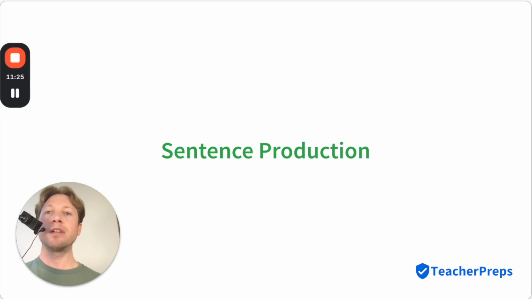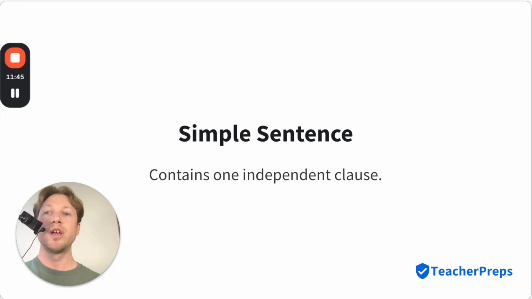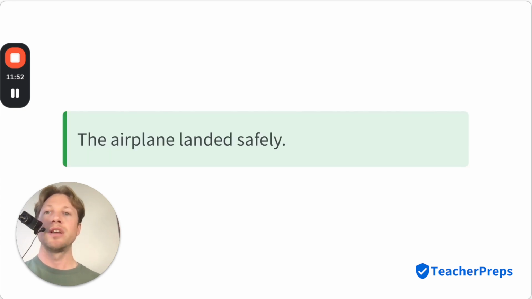All right, so now let's move on to sentence production. This is about building sentences with variety and control. First, we have a quick review about clauses. Remember, an independent clause is a complete thought, and a dependent clause is an incomplete thought, meaning it can't stand on its own. The basic type here is a simple sentence, and it's just one independent clause. For example, the airplane landed safely, and it's a single, complete thought.